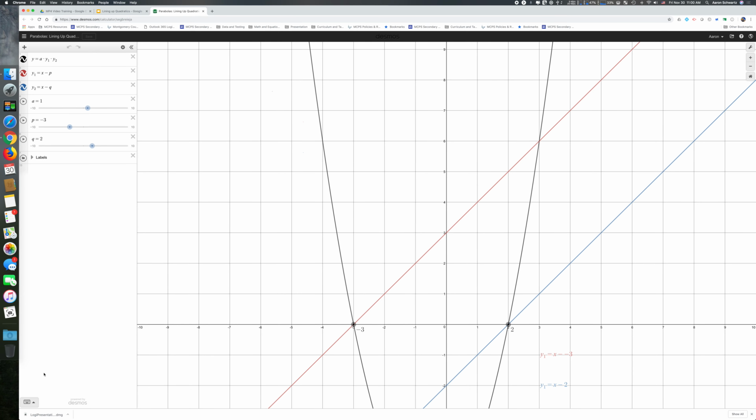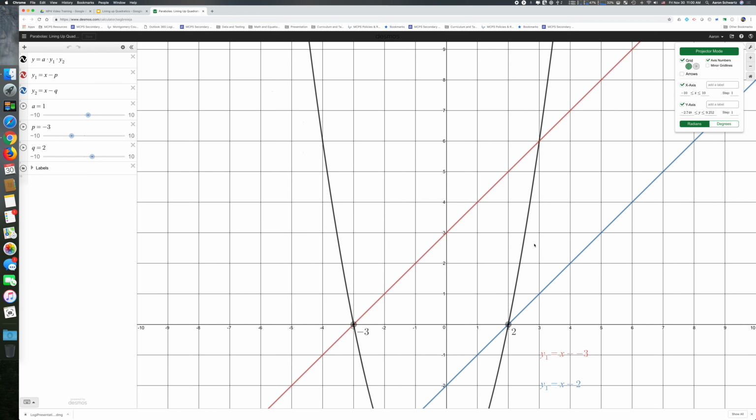In this Desmos exploration, you can see that we have a parabola and we also have two parallel lines. They don't have to be parallel, but the key here is that we have these two lines and that the quadratic function is actually the product of these two linear factors. I'm turning on projector mode just to make things a little bit easier for participants to see. If we go over here, we can see a couple of things that are very important.